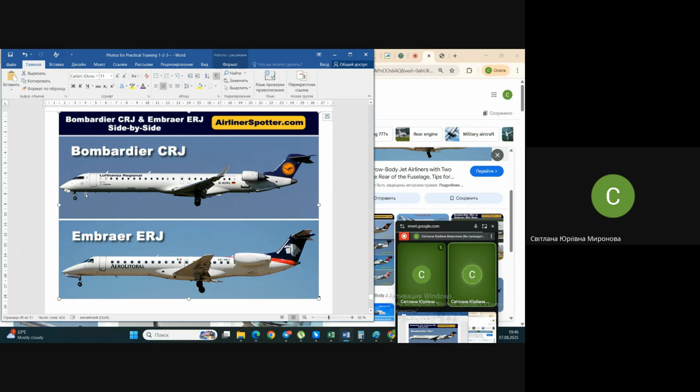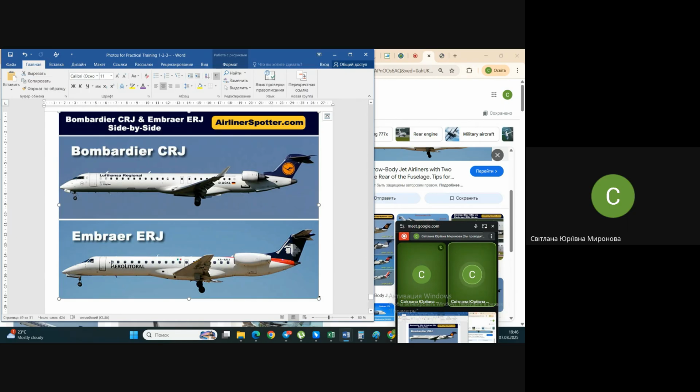What is the difference? I think this Bombardier plane is a bit slower. It flies with another speed. I think the Embraer airplane flies with a bit higher speed. And how is it reflected in their general appearance? I already said they are practically of the same appearance, but look at the nose. This one is a bit longer. You see, it's like a bit pulled forward. All other proportions are practically identical.